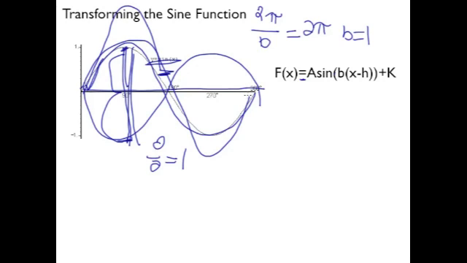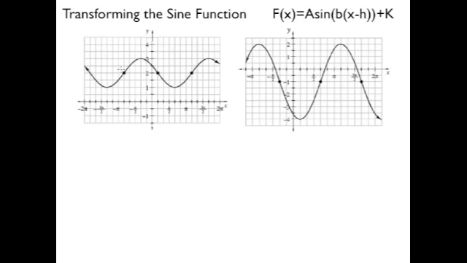So now let's do some examples. Right away we can see in this one that the baseline is moved up. So we can see that it's moved up 1, 2, which means the k would equal 2. So now let's look at the amplitude. This value is 1, and this value is another 1, 2. So then 2 over 2 would equal 1. So the amplitude would equal 1.